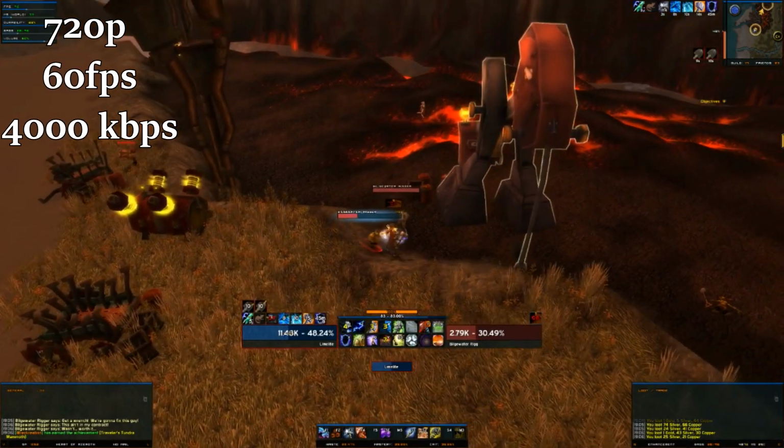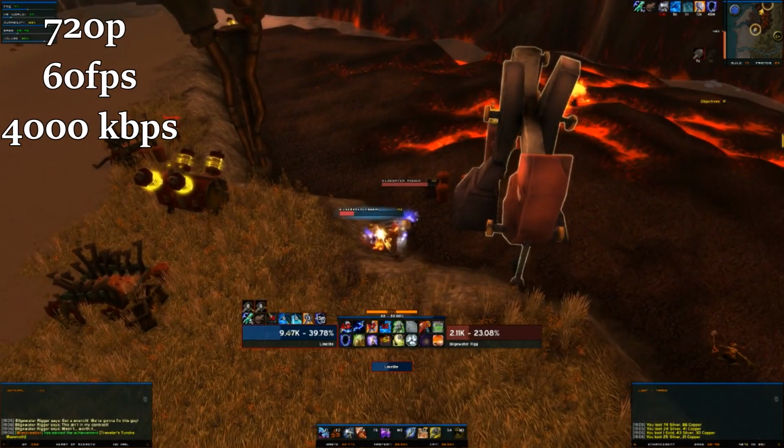People really want to shoot for that 60 frames per second, and I don't blame them. But when you are making sacrifices, I would really say you want to go for a better looking image versus more frames pushed, at least for World of Warcraft.